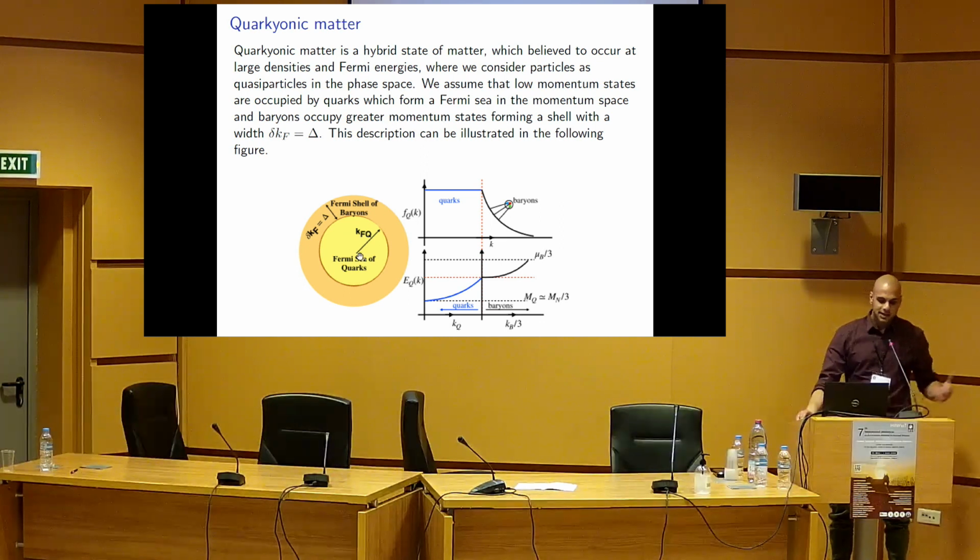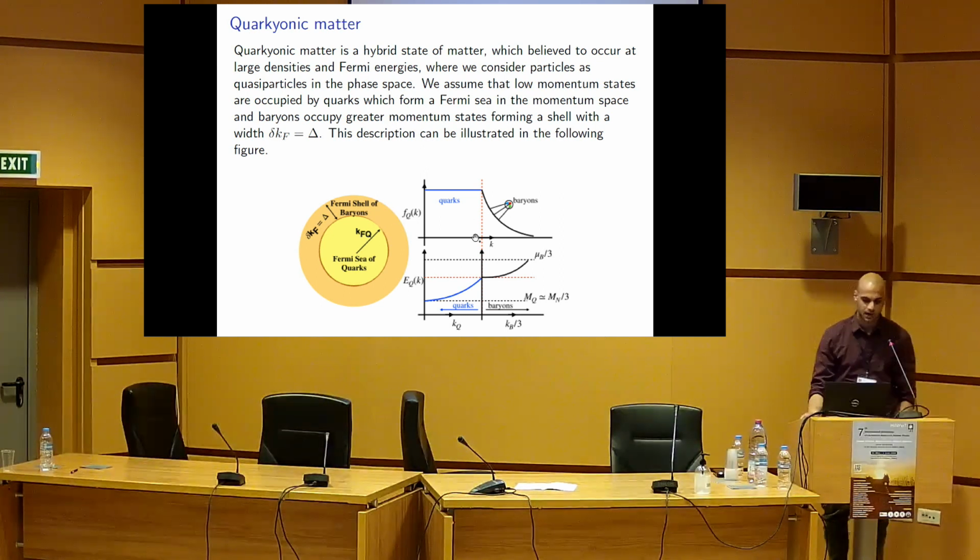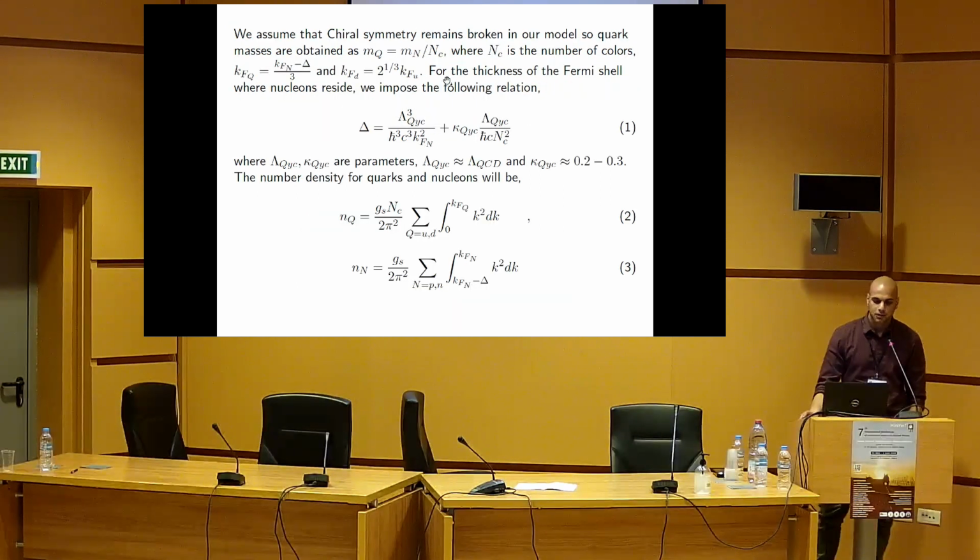This is the phase space where quarks form a Fermi sea, and baryons occupy higher momentum states. These are the distribution functions. Now, in this model, we assume that chiral symmetry remains broken, so the quark mass is obtained by this relation, as the mass which a quark has inside the nucleon. And N_c is the number of colors. For the Fermi momenta, we assume these relations.